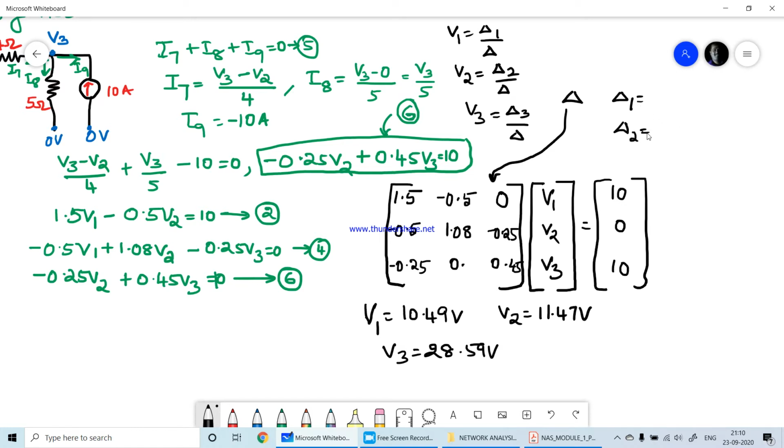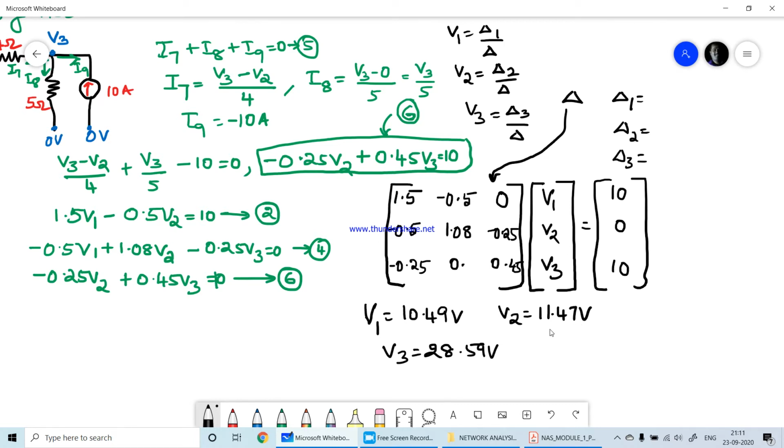Similarly, for delta 2, keep the first column as it is, replace the second column with this 10, 0, 10 column, and find the determinant, and you get delta 2. Similarly, for delta 3, replace the third column with 10, 0, 10, keep the other two columns as they are, and find the determinant of that matrix. So delta is the determinant of the matrix, and delta 1, delta 2, delta 3 come from putting 10, 0, 10 in the first, second and third column positions. If you take the ratio of delta 1 by delta, you will reach 10.49 as V1, 11.47 as V2, and 28.59 as V3.